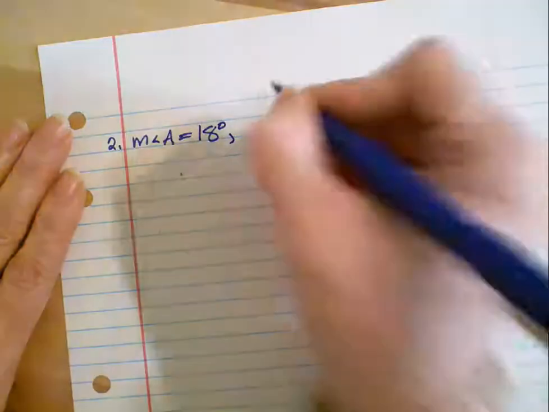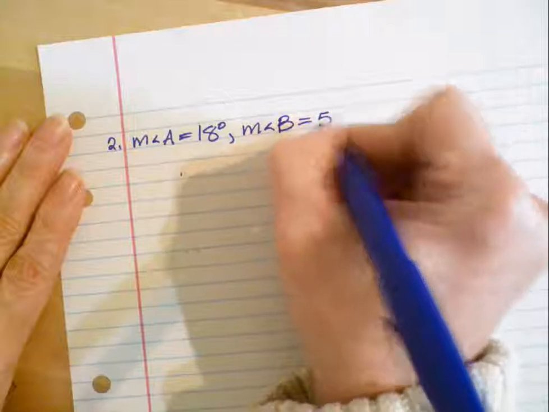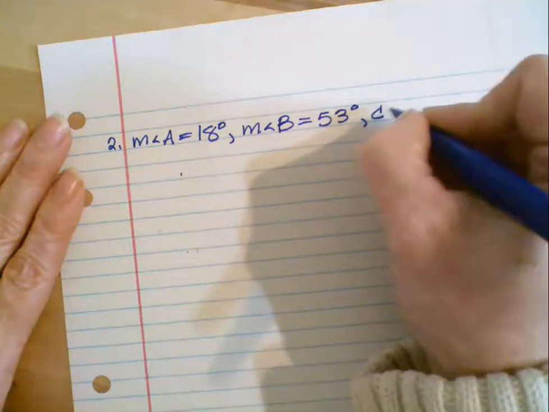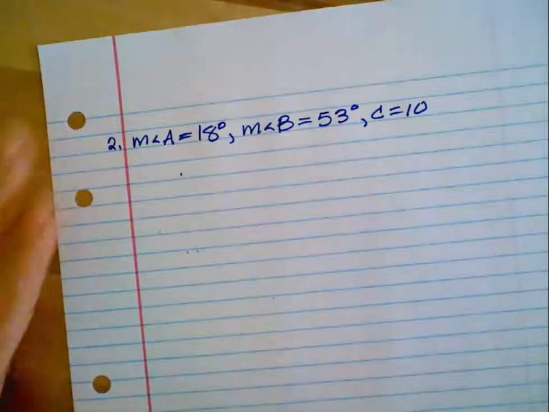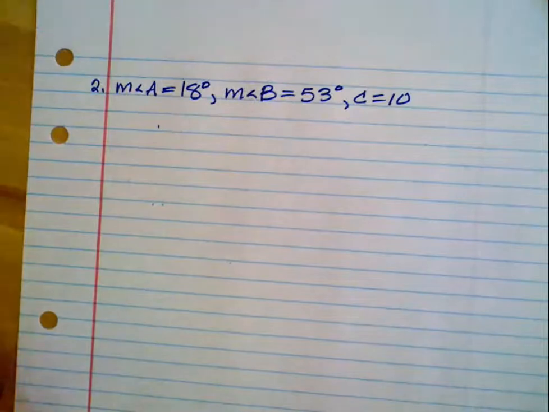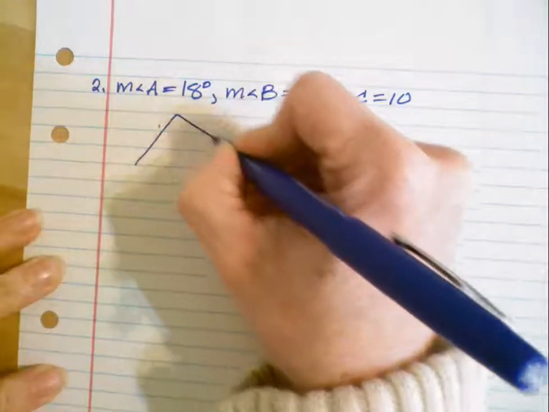The measure of angle B is 53 degrees, and the length of side C is going to be 10 units. And as I mentioned on the last one, the first thing that we'll want to do is go ahead and sketch that so we get a visual as to which law to use.